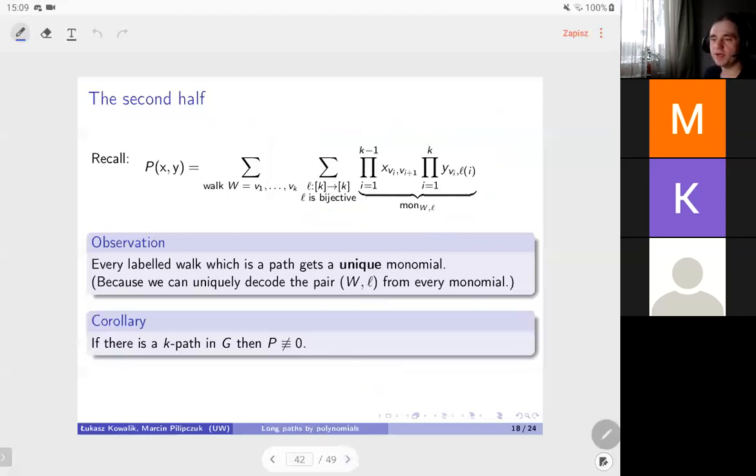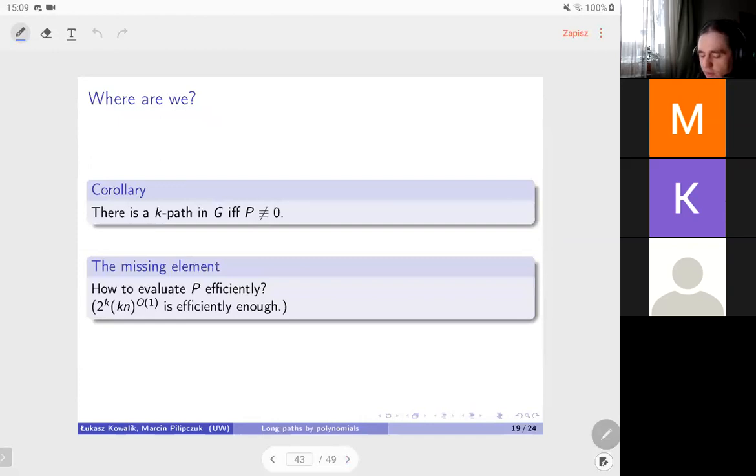So the proof is that if there's a k-path, then this polynomial will be non-zero because there's some non-trivial monomial up there. Great. So we have got our polynomial. That's great. It's non-zero if and only if there's a k-path in the graph, which is what we really wanted up there.